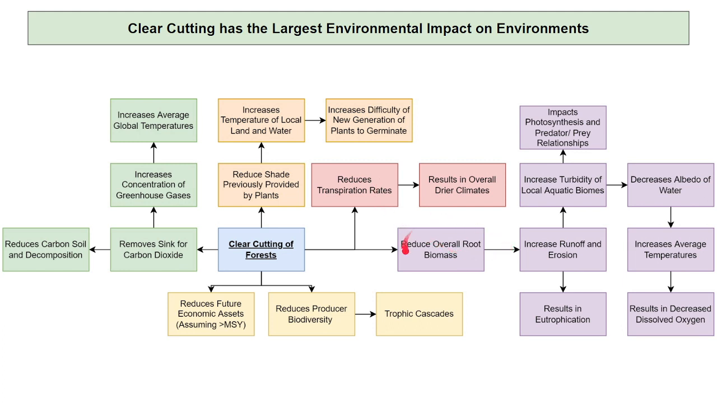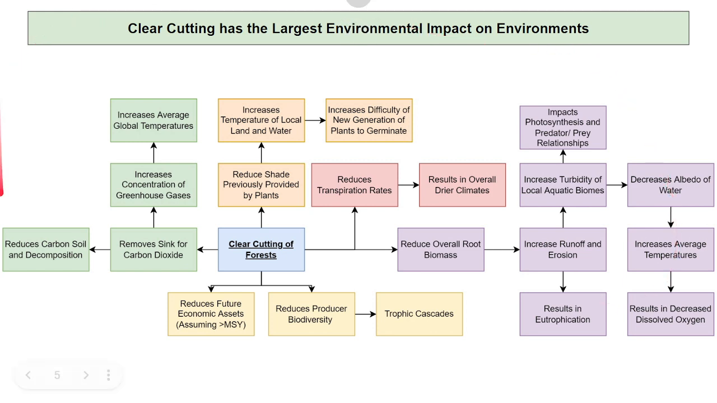You're going to reduce overall root biomass, which means you're going to have more erosion, which means you have more cloudiness or turbidity in local aquatic ecosystems. And this is going to have a lot of impact, including predator-prey relationships will be impacted. You're decreasing the albedo of the water, so it's absorbing more sunlight, which increases temperature, which drops dissolved oxygen levels. And also, more runoff and erosion can result in eutrophication, which means you have nutrient pollution in your water, which can create dead zones overall.